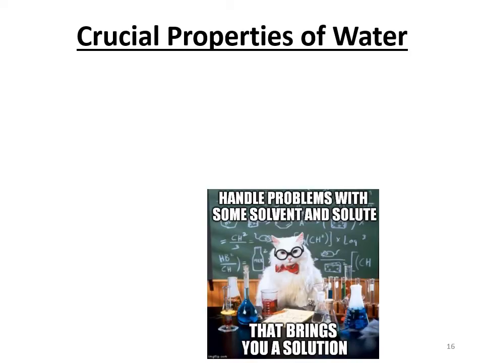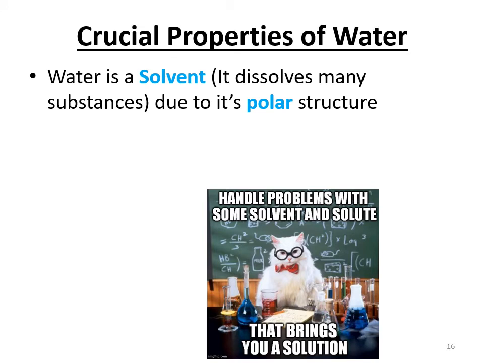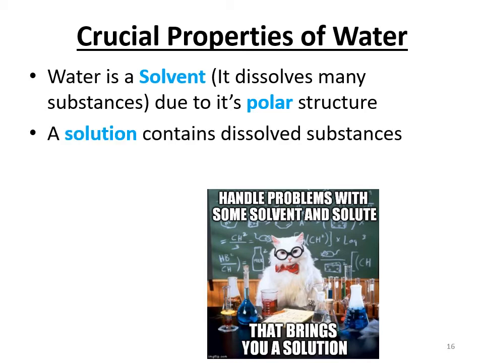Now, in addition to having those hydrogen bonds, water has a lot of crucial properties that you need to kind of have down pat. First of all, water is what we call a solvent, which means that things can be dissolved into it. And like we mentioned earlier, that's due to its polar structure. So like dissolves like, water is a solvent that dissolves many polar substances.